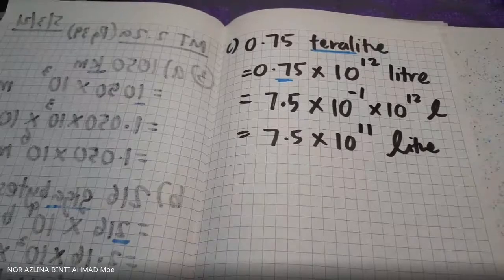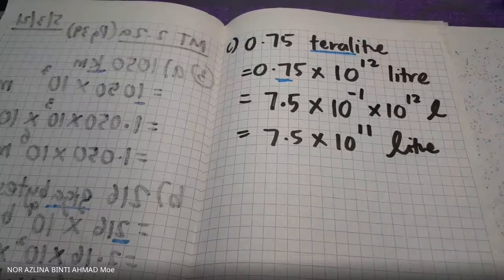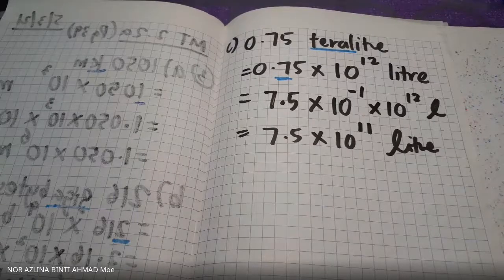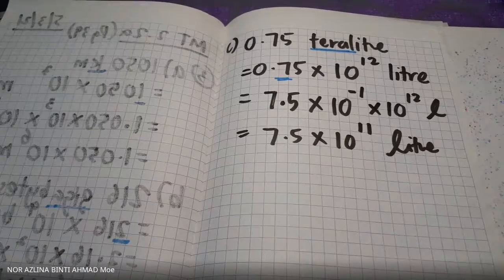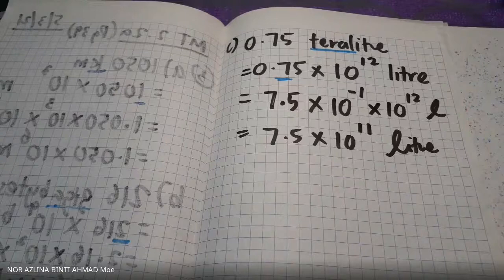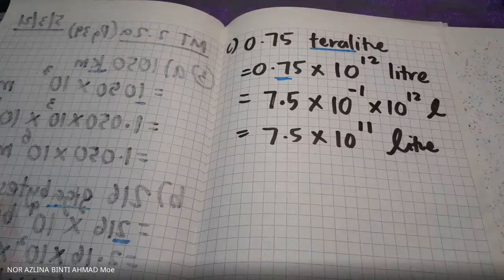Okay, Nisa, do you understand, Nisa, for number 3A until C? Can you understand? Okay, good. So you try to do 3D until F, okay? Okay, thank you. Welcome. Okay, next.